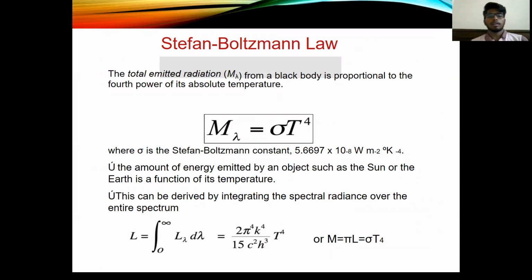Stefan-Boltzmann law. The total emitted radiation from a black body is proportional to the fourth power of its absolute temperature. M equals sigma T to the power 4, where sigma is the Stefan-Boltzmann constant, 5.6697 times 10 to the power of minus 8 watt per meter squared Kelvin to the power 4. It is the amount of energy emitted by objects such as the sun or the earth as a function of its temperature. This can be derived by integrating the spectral radiance over the entire spectrum.